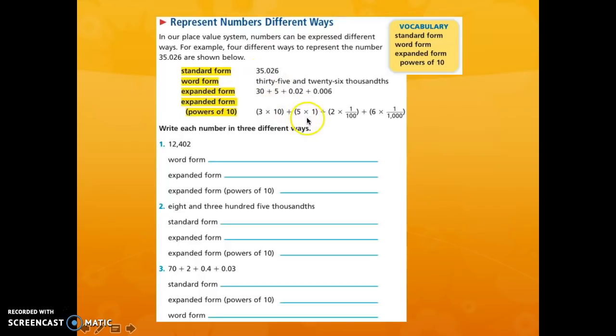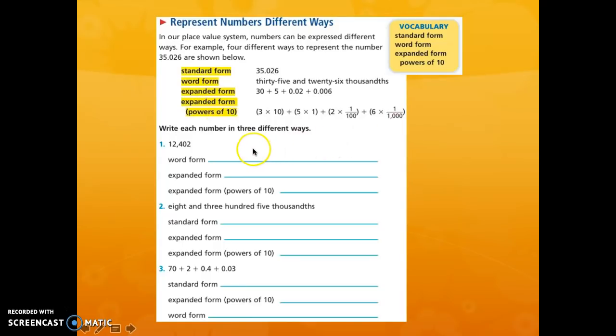So we're expanding this number out, and we're expanding it into powers of 10. So there's your 3, your 5. We don't have anything in the tenths place, so that's why we have 2 times 100, 6 times 1,000, because we have a 2 in the hundreds place, a 6 in the thousandths place. So stop the video and make sure you copy all of this down before we go on.